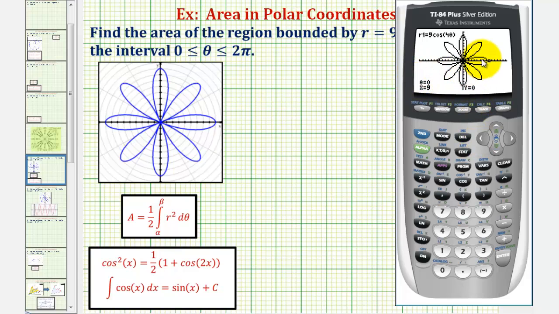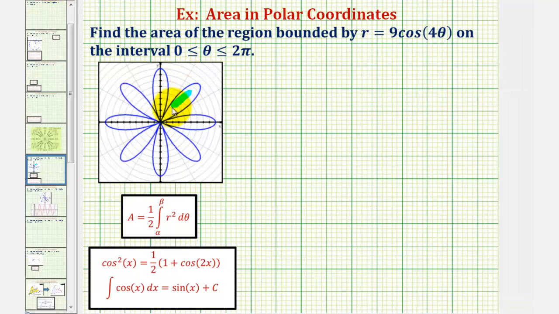So notice at 0 degrees, the point is here at the point 9, 0, and as theta increases, the curve is traced in this direction. And this is how we would accumulate the area as we integrate from 0 to 2 pi radians, or from 0 to 360 degrees. So notice as we approach 360 degrees, we're approaching the original point we started at, the point 9, 0, which means over this closed interval, we trace the entire curve, and therefore the area that we're finding would be the area of all 8 petals, which would be the area of the shaded region here.